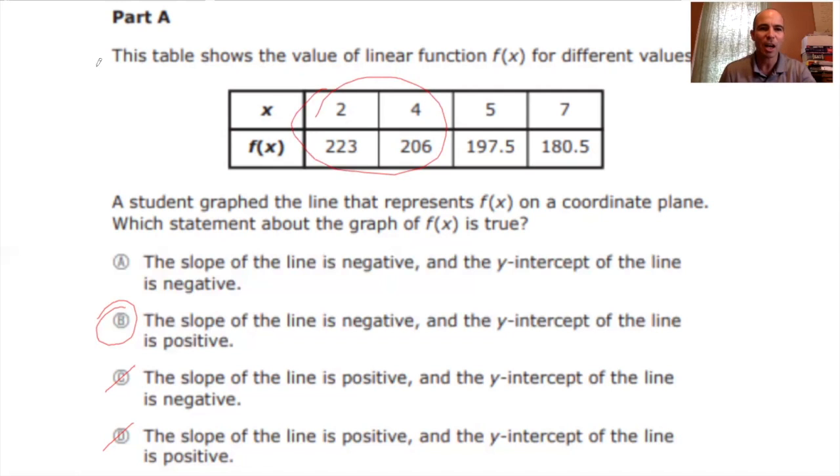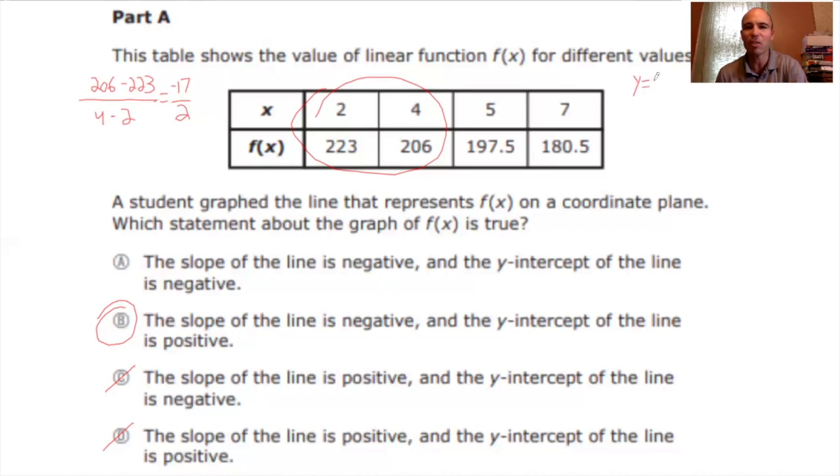So we got 206 minus 223 over 4 minus 2, using that slope formula. What is this? Negative 17 over 2. That is a negative slope. Now, of course, you want that y-intercept. How do you do that? Well, again, we make our money on y equals mx plus b.